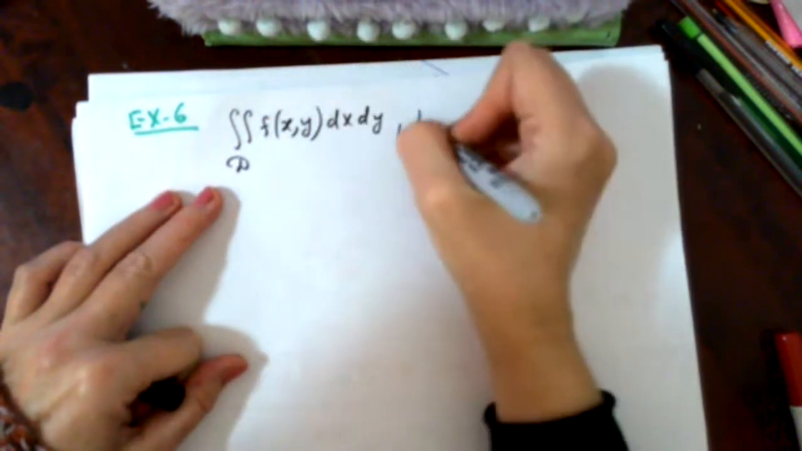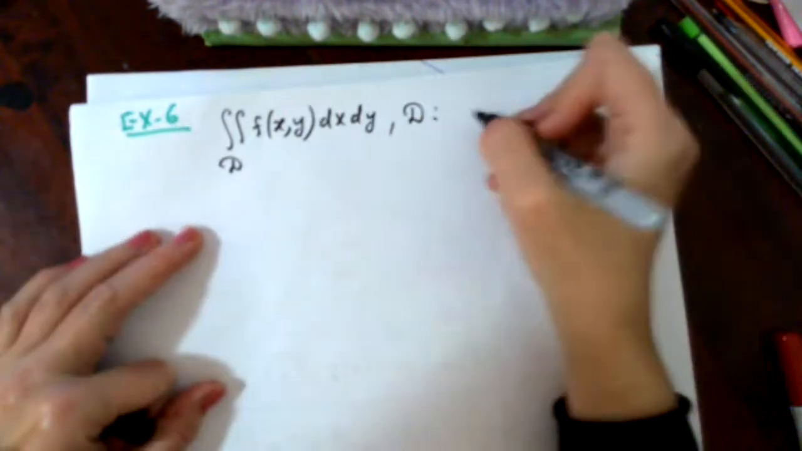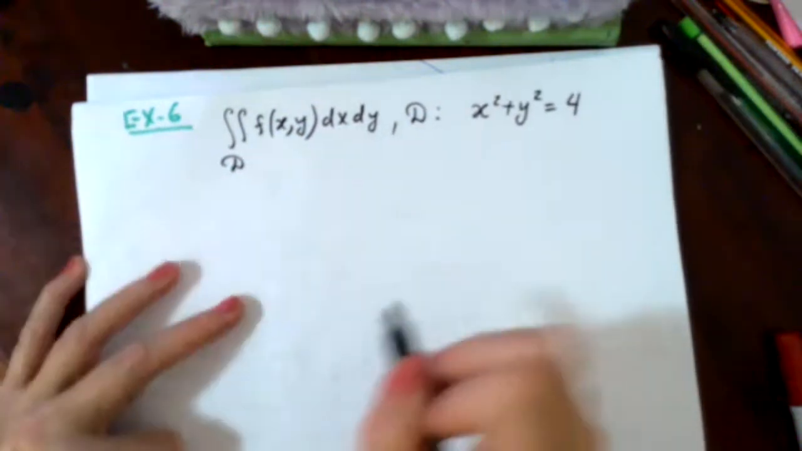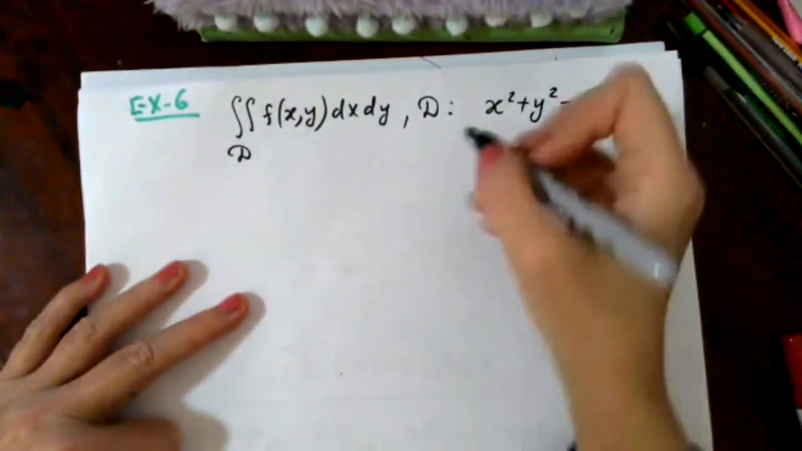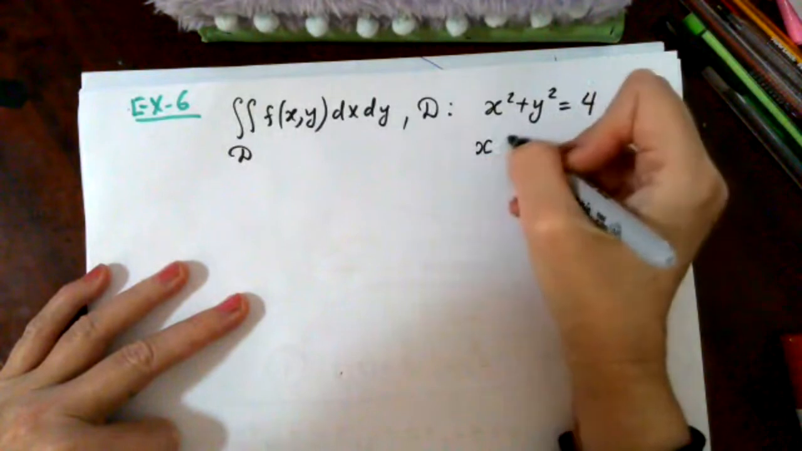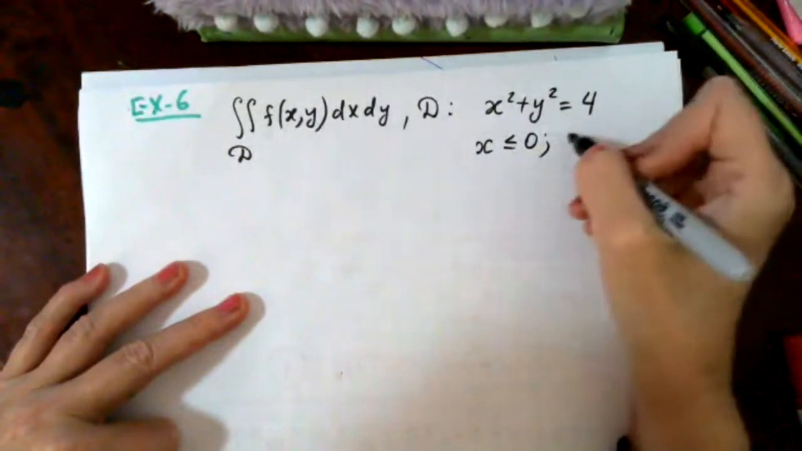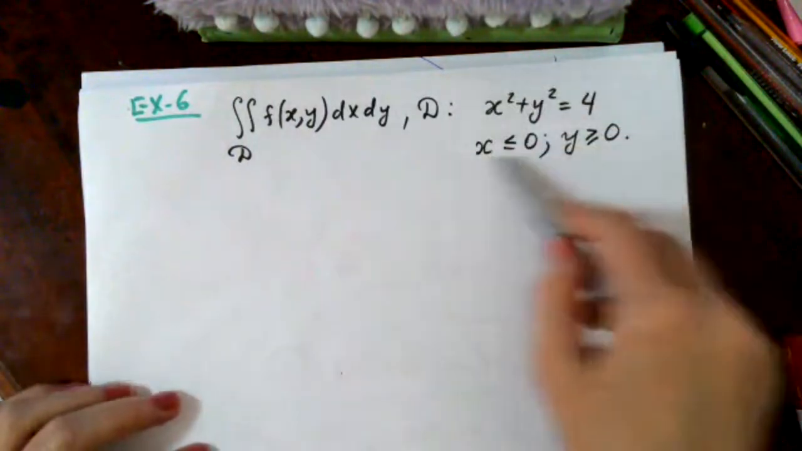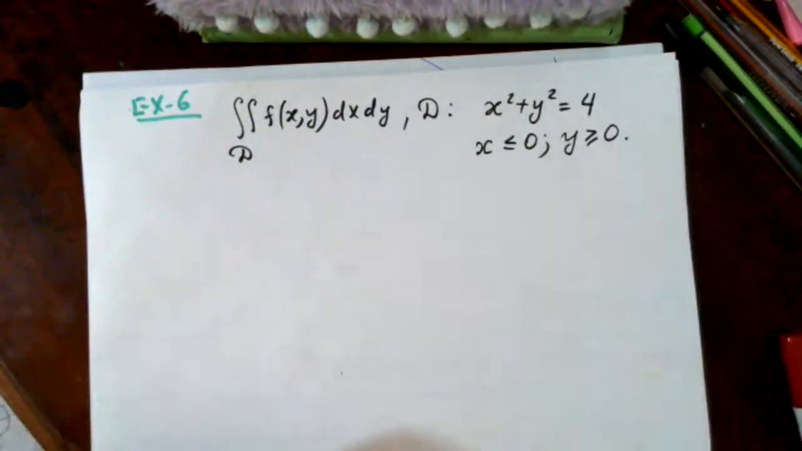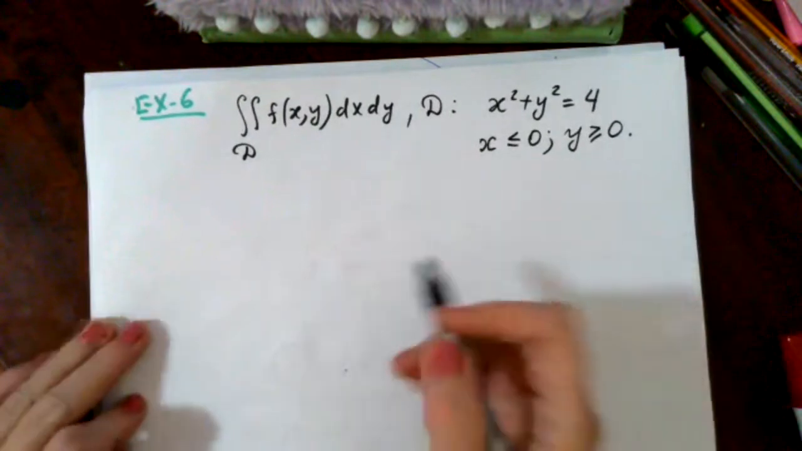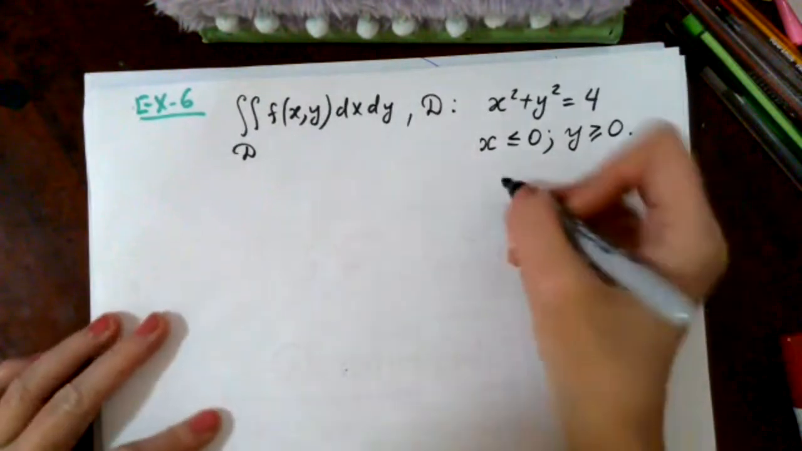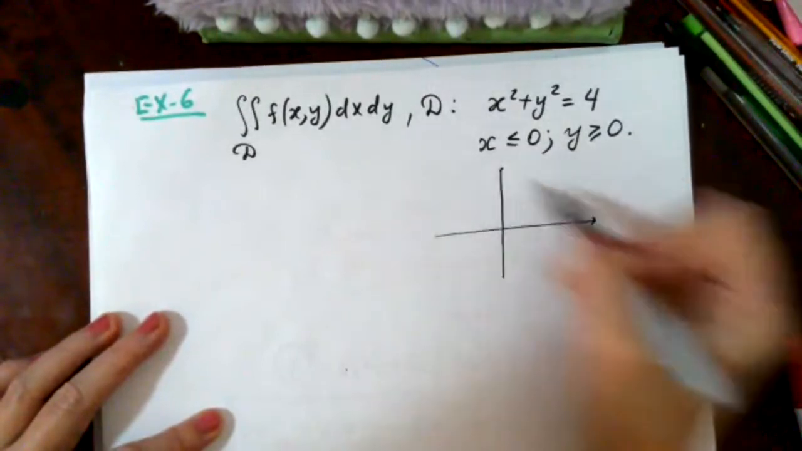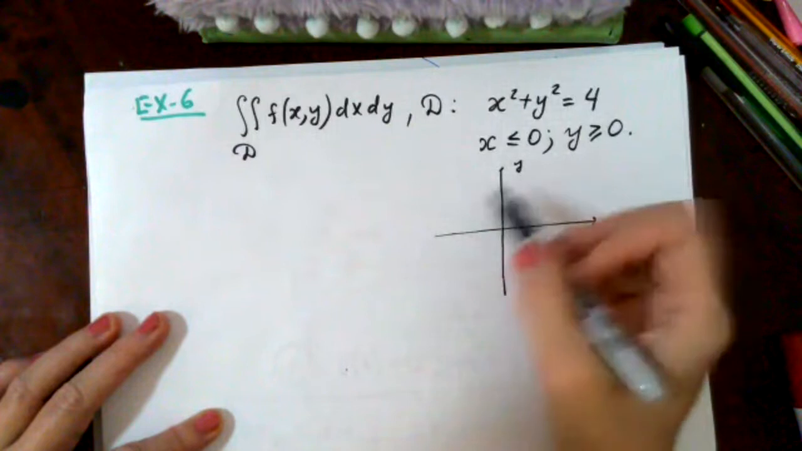where the region is given by this equation, x squared plus y squared is equal to 4. But also you are given these inequalities, x less than or equal to 0 and y is non-negative. So you can use all these inequalities and equations to sketch your region. Okay, let's try and sketch this region first. So we immediately recognize that this is a circle, of course. This is a circle with the radius 2.